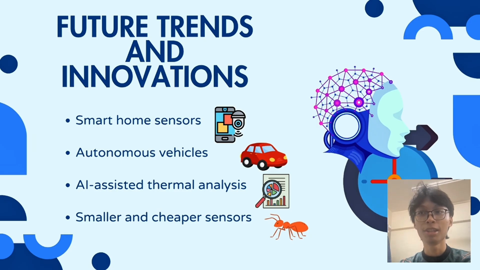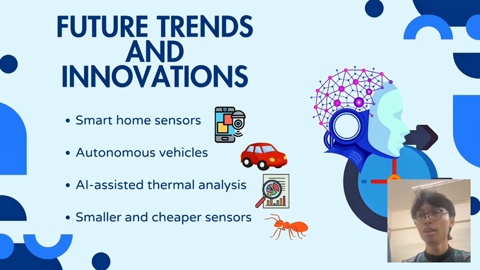Infrared technology is also becoming increasingly important in autonomous vehicles. Thermal cameras can help detect pedestrians, animals, and obstacles during nighttime driving, improving road safety. Another important development is the integration of artificial intelligence. AI can analyze thermal images more quickly and accurately, helping industries identify faults or detect potential problems automatically. In addition, infrared sensors are becoming smaller, more affordable, and more energy efficient, allowing them to be integrated into smartphones, wearable devices, and other consumer products.